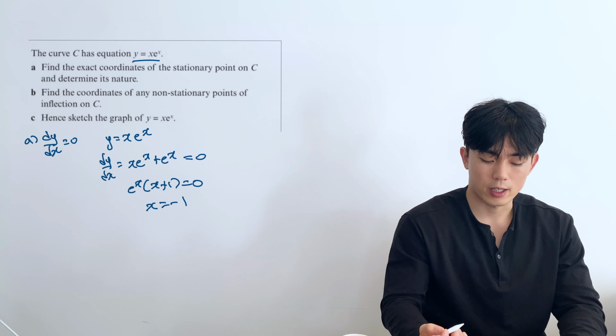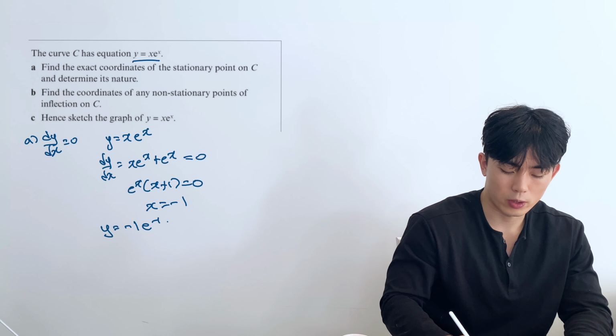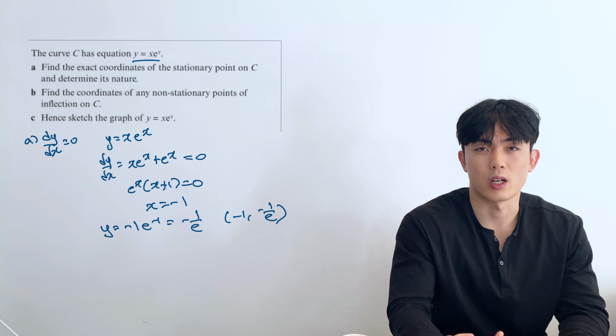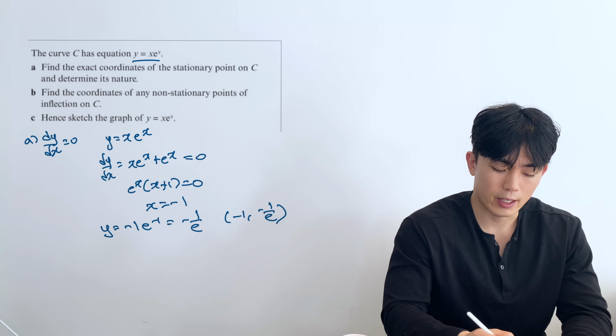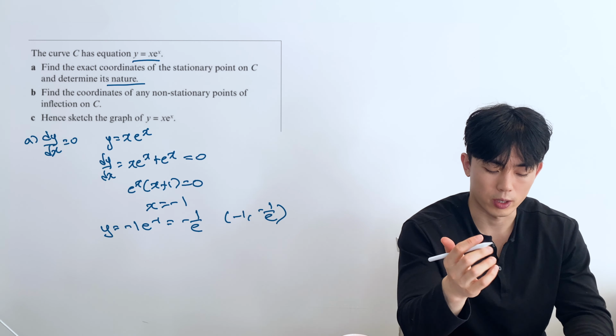It says the coordinates, so I need to find the y coordinate. I can plug it back in, so y is equal to minus 1 e to the minus 1, which is minus 1 over e. So the coordinate of the stationary point is going to be minus 1 comma minus 1 over e. Now they're asking us to determine the nature once again, meaning is it a maximum point, a minimum point, or a point of inflection?